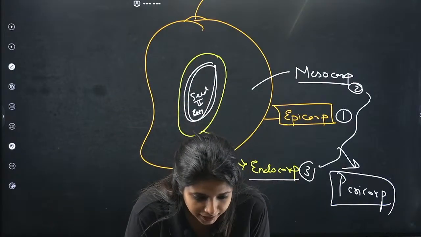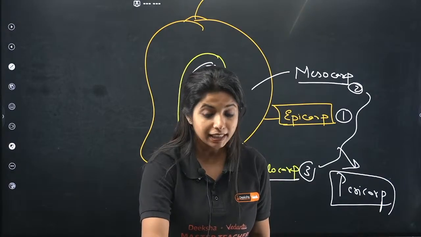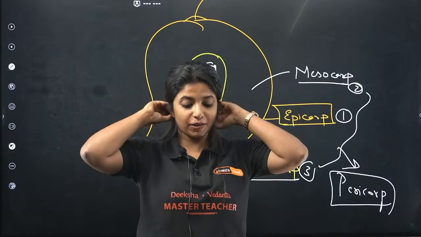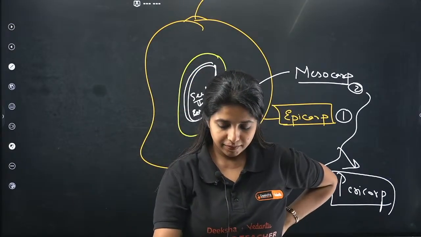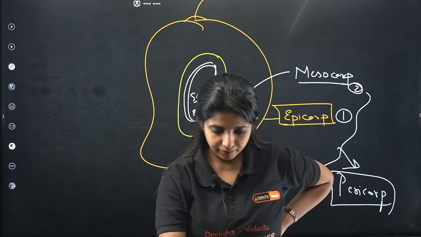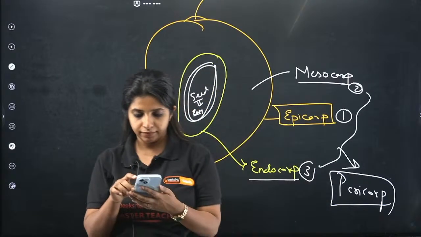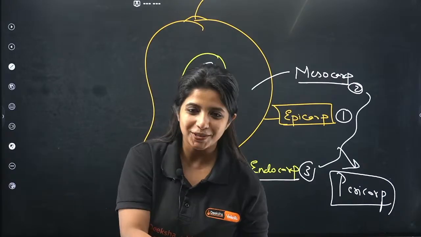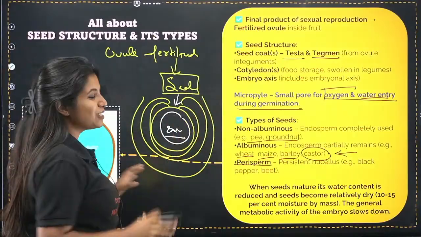Got it? Amlu and Vaishu, everyone? Clear? Understanding? If yes, give me a thumbs up. Ayyo, where is the live? Perfect. Cool.